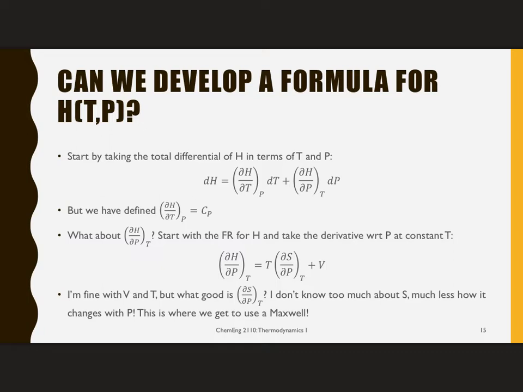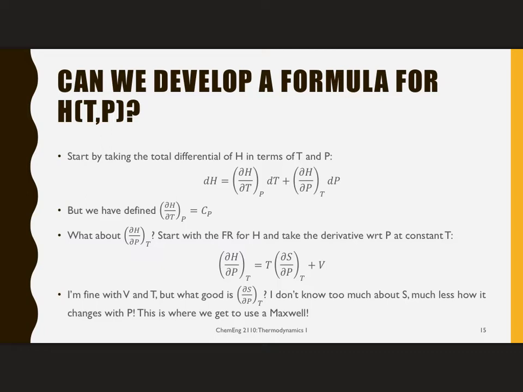To do this, we want to start by taking the total differential of H in terms of temperature and pressure. Let's just basically declare it as a function of T and P. What would that look like? So dH is the derivative of H with respect to T at constant pressure dT, plus the derivative of H with respect to P at constant temperature dP. By definition, we've already seen since early in the course that Cp is dH/dT at constant pressure. So therefore, we've already got one simplification. But what about the dH/dP at constant temperature?